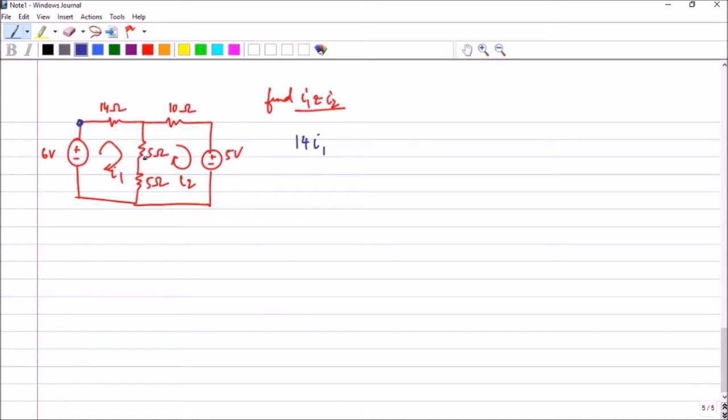Now what do I get here? These two resistors are in series, so I can just combine them and put one 10 ohm resistor. This current is moving downwards and I2 is opposing that. So I get plus 10 into I1 minus I2. I'm putting a plus sign because I am moving in the same direction as the current. Then minus 6 equal to 0. So what do you get? 24 into I1 minus 10 into I2 equal to 6, and this becomes your first equation. So this is the first mesh.